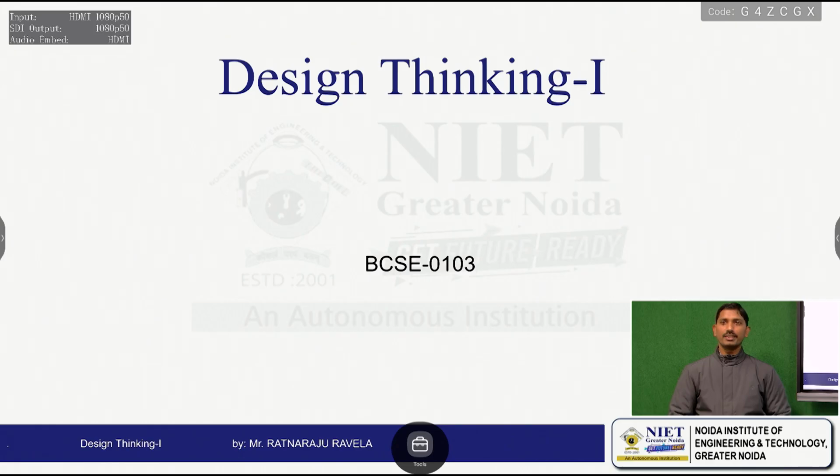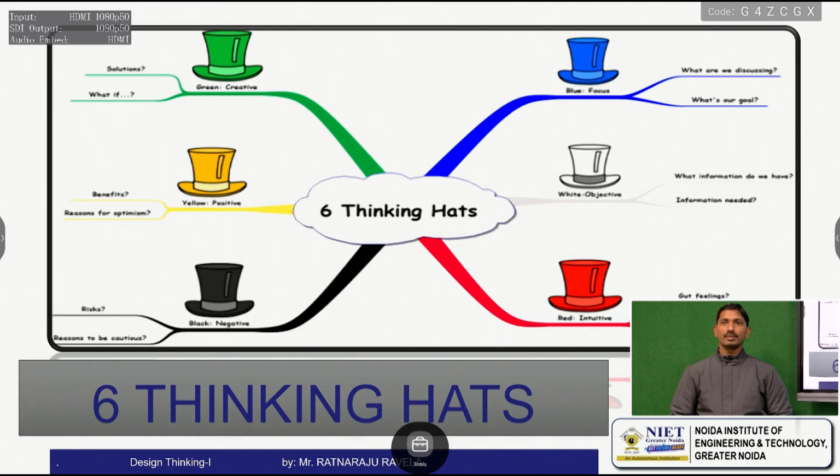So in today's lecture, I will explain about the six thinking hats. What is the six thinking hats? What is the use of the six thinking hats? Where do we need to use the six thinking hats? How are the six thinking hats going to benefit us? All these things we will discuss.